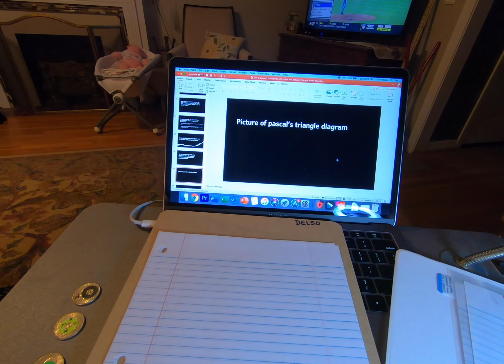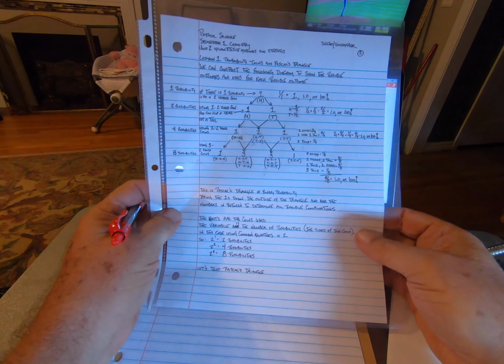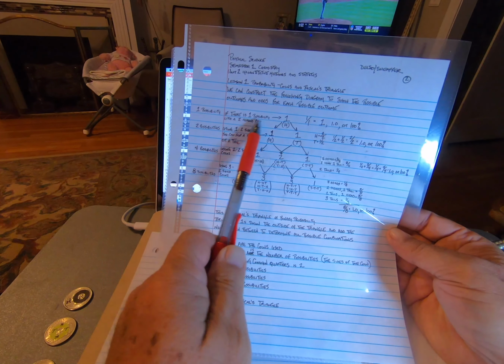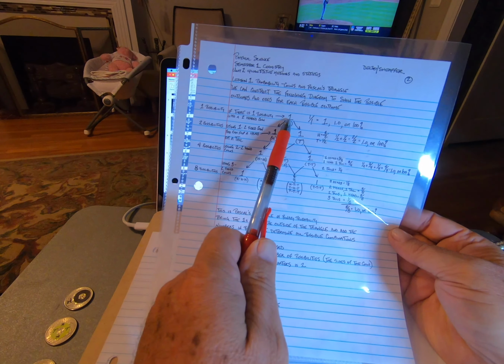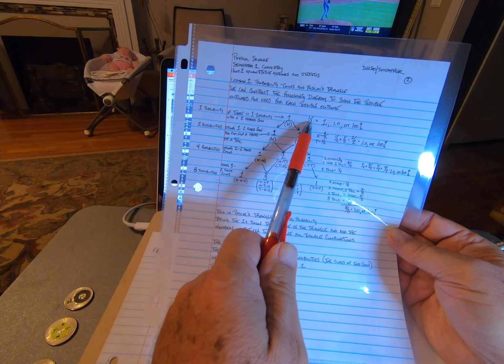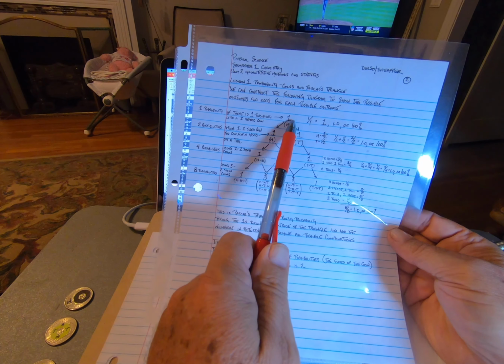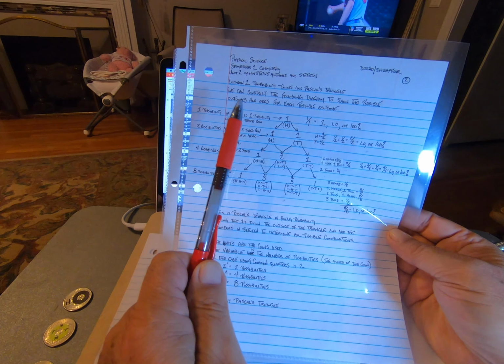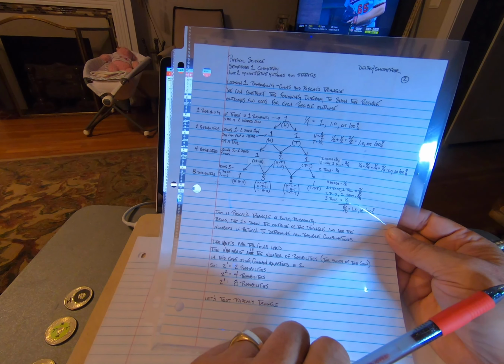Now, this is Pascal's triangle. And in Pascal's triangle, at the very top, there is 1. If you only have 1 possibility, like a two-headed coin, the odds of that 1 possibility are 100%, because that's what's going to happen every time.